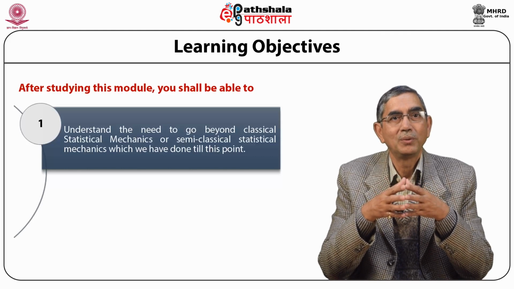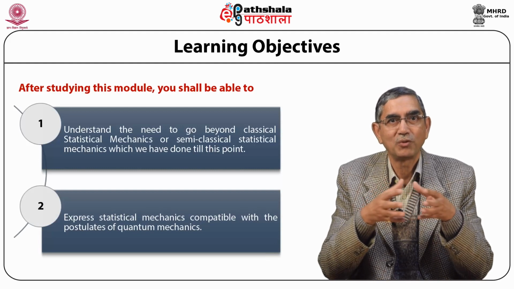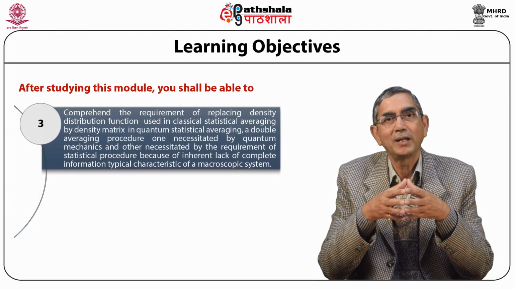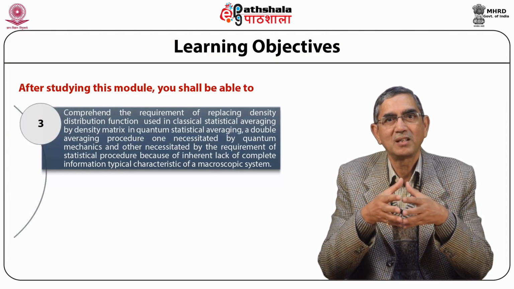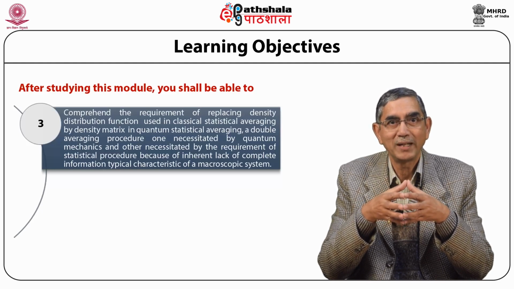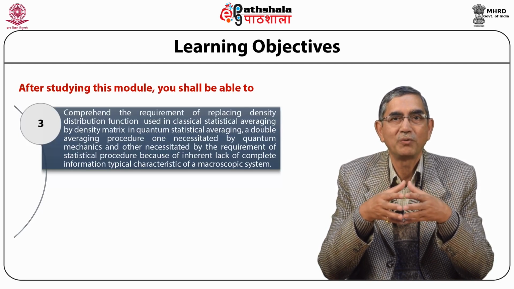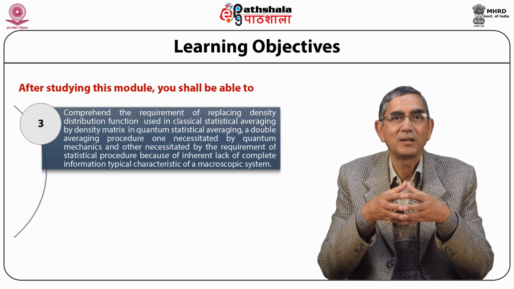We shall be able to express statistical mechanics compatible with the postulates of quantum mechanics, and comprehend the requirement of replacing the density distribution function ρ used in classical statistical averaging by the density matrix ρmn in quantum statistical averaging, a double averaging procedure: one necessitated by quantum mechanics and the other necessitated by the requirement of statistical procedure because of the inherent lack of complete information, a typical characteristic of a macroscopic system.